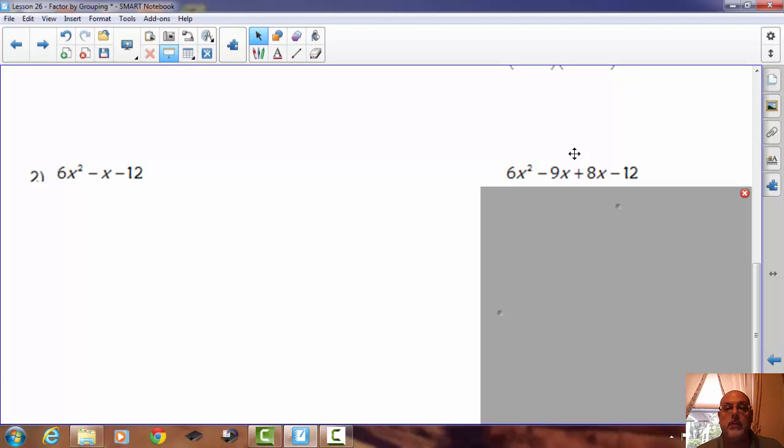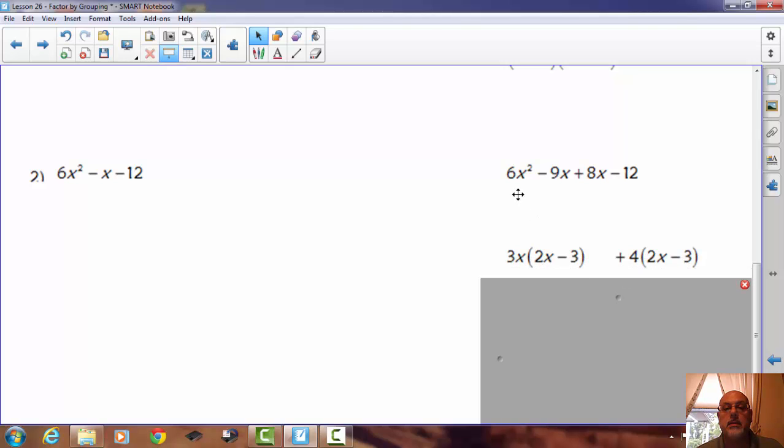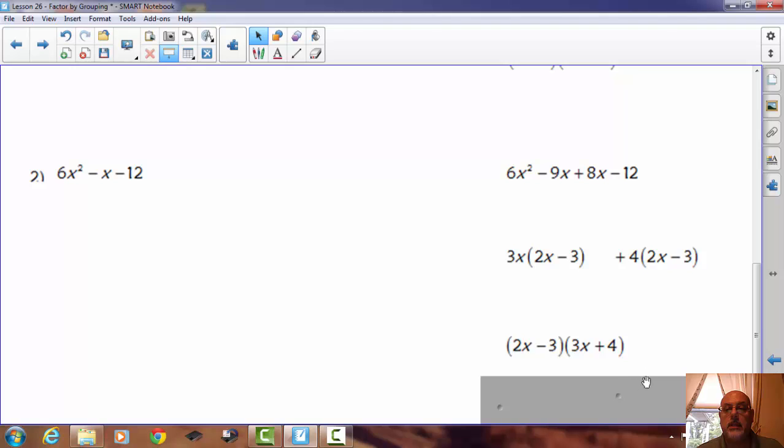Again, draw the line right after the 9x. On the left side, you're going to factor out the greatest common factor of 3x. That leaves you with 2x minus 3. On the right side, we're going to factor out the greatest common factor of 4. And that leaves you with 2x minus 3. When you factor out the greatest common factor at this level of the problem, it's 2x minus 3. And when you factor that out, it leaves you with 3x plus 4.